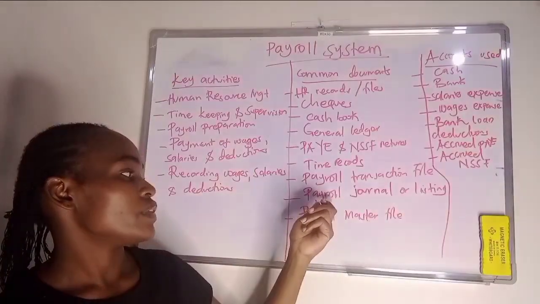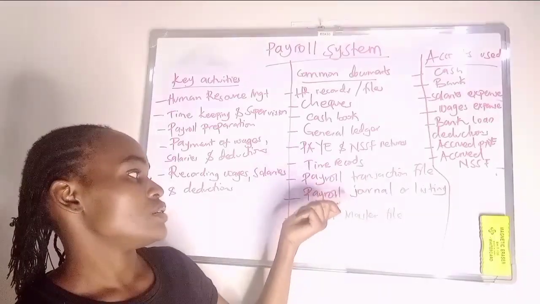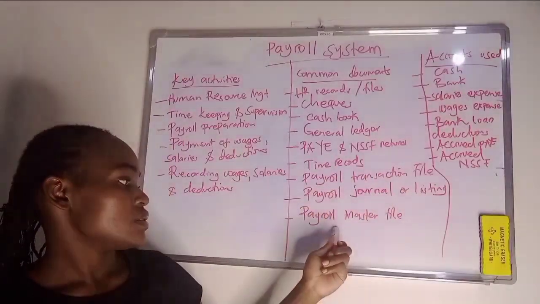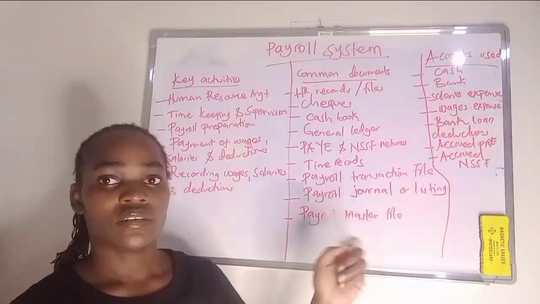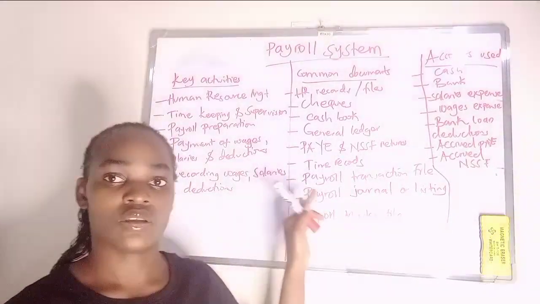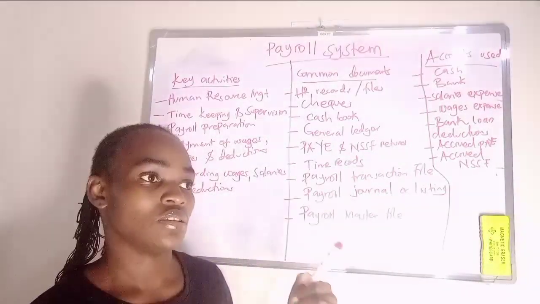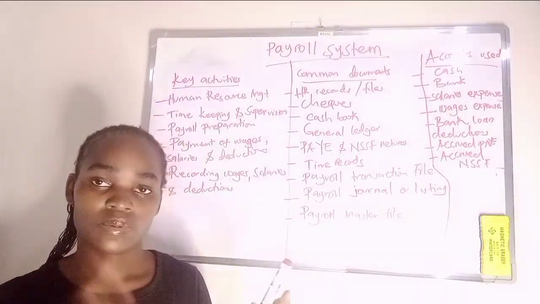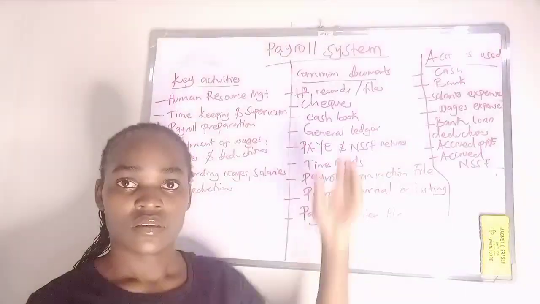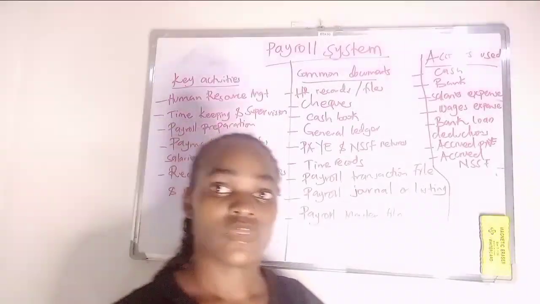Then we have the payroll journal or listing. This is a report that is generated from the payroll transaction file. Then lastly, we have the payroll master file. This one includes information about every employee of the organization, their names, their identifications, their gross pay, their net pay, their deductions, stuff like that. So that's the payroll master file. So these are the common documents that are used in the payroll system.